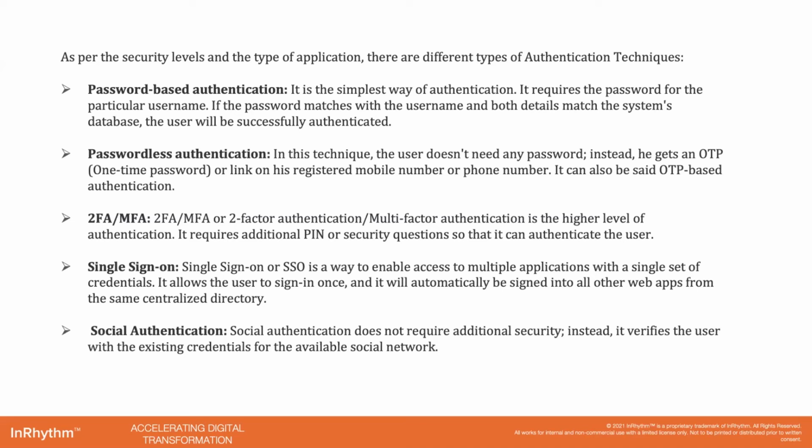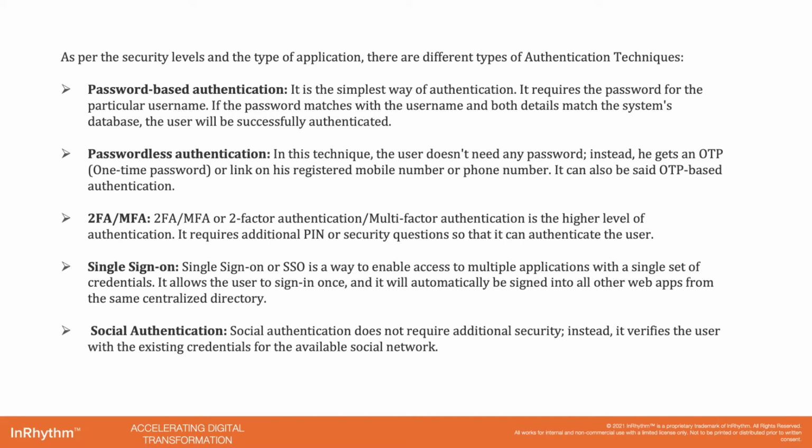The second one is passwordless authentication. In this technique, the user doesn't need any password. Instead, he gets an OTP or link on his registered mobile number or device. It can also be called OTP-based authentication. The third one is two-factor authentication or multi-factor authentication, which is a higher level of authentication. It requires an additional PIN or security questions such as what is your favorite color, which town you belong to, so that it can authenticate the user more precisely.